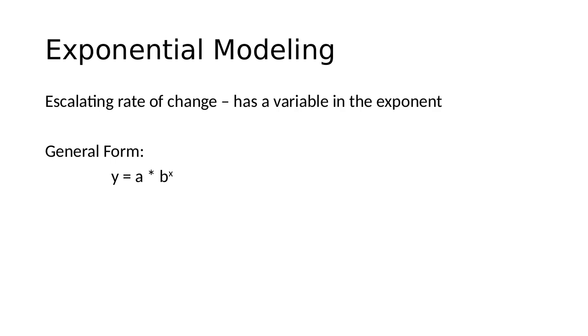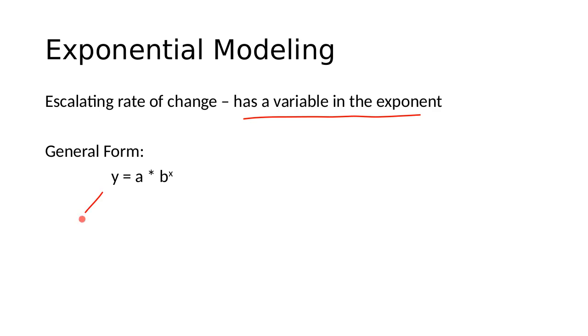An exponential model has an escalating rate of change. Things grow on top of growth. One way to identify an exponential model very easily is that it has a variable in the exponent. Let's look at the general form of an exponential model, and that's y equals a times b to the x. A lot of parts here, so let's see what we've got.